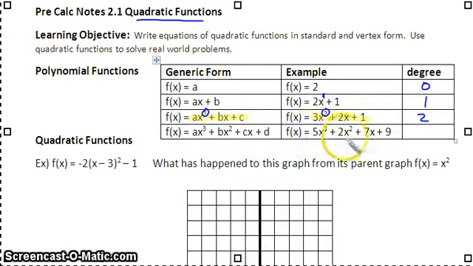So here's the generic form of it. Here's one with some specific numbers in for a, b, c, and d. This is degree 3 because the highest exponent is 3. So that's how you tell what the degree is. It's the highest exponent value. And like I said, we're going to be focusing mostly on, in this section, graphing quadratics. So let's take a look at an example of that.